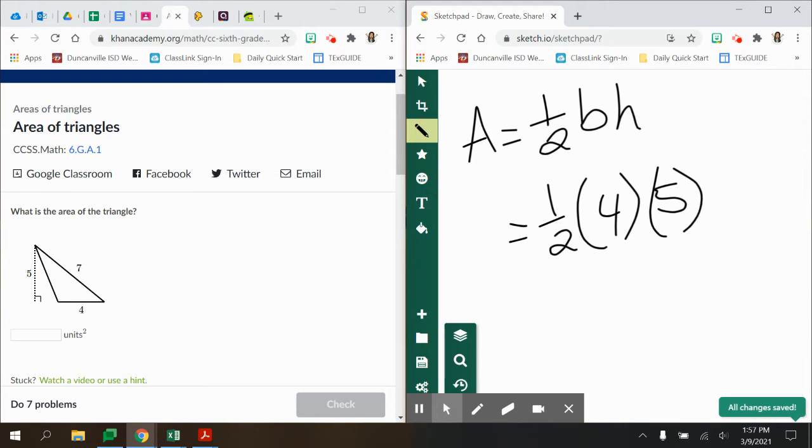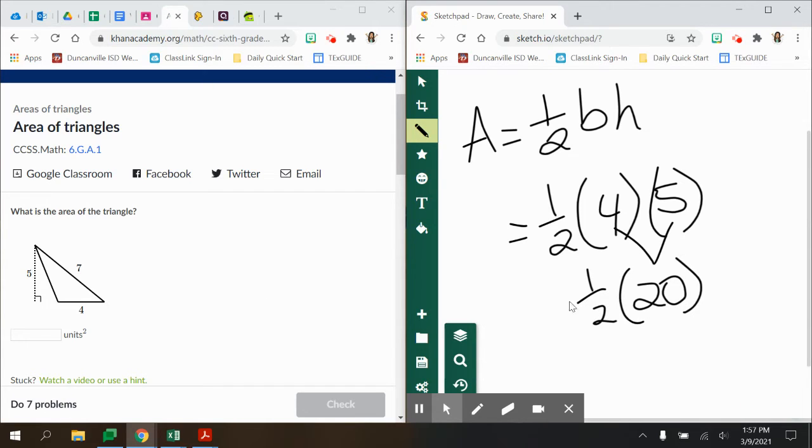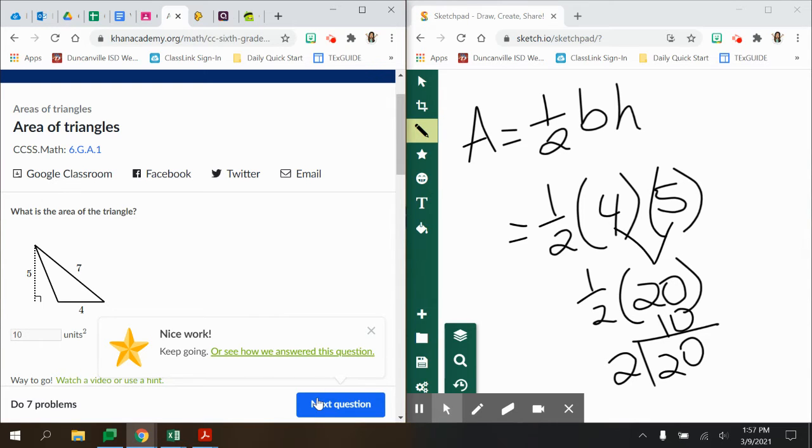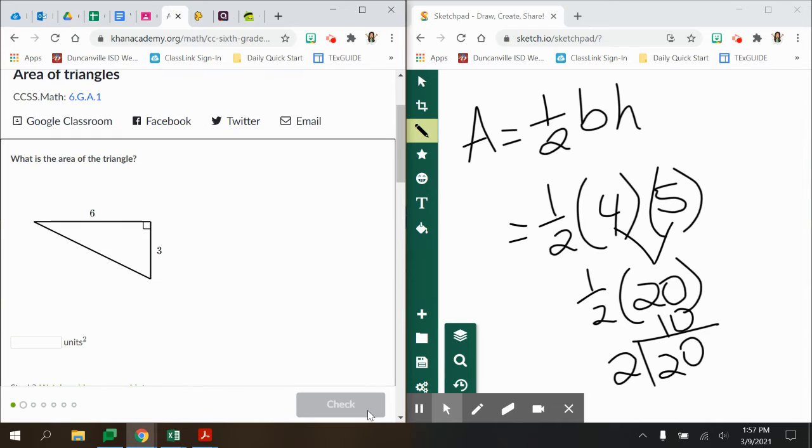So now that I have my base and height correctly, I can actually do the math to solve this problem. First thing I'm going to do is multiply my base and height. Well, 4 times 5, I know that equals 20. And then again, like I said before, instead of doing 1/2 times 20, I'm going to do 20 divided by 2 because that's a lot easier. Well, I know 20 divided by 2 equals 10. I can do that one off the top of my head. So my answer should be 10 units squared. So let's see if we're right. There we go.